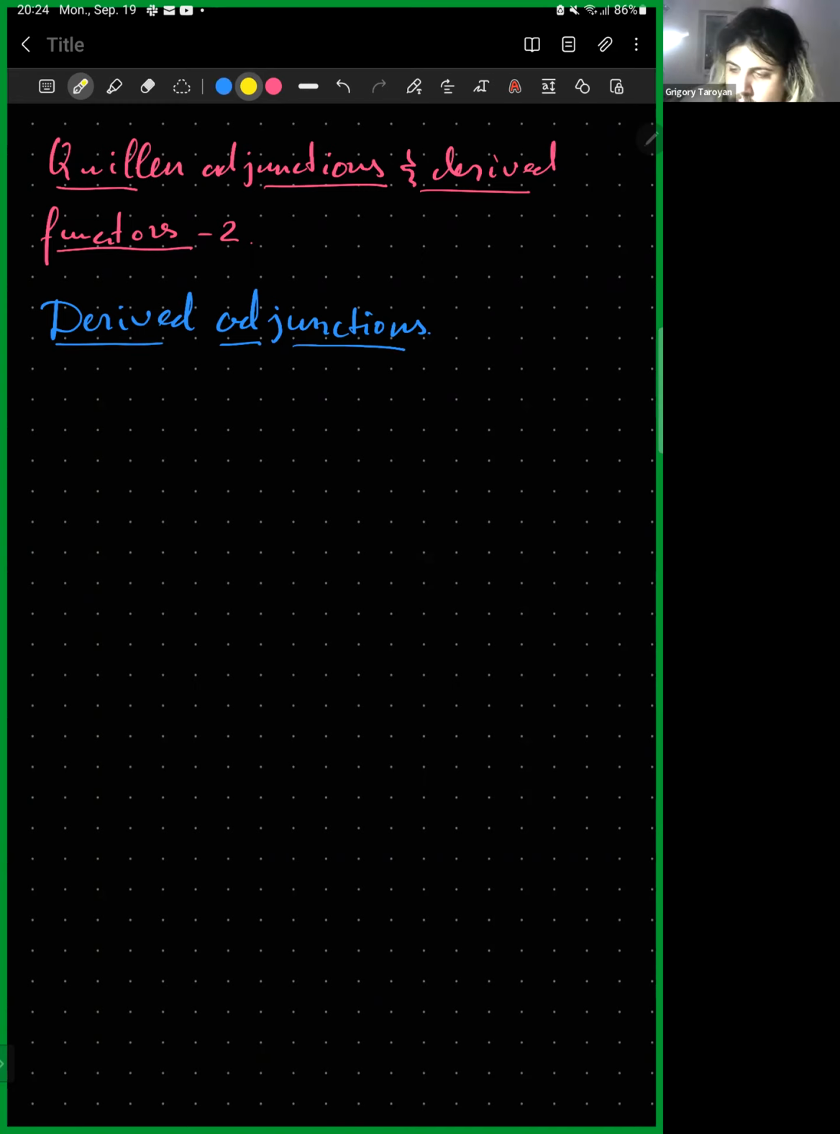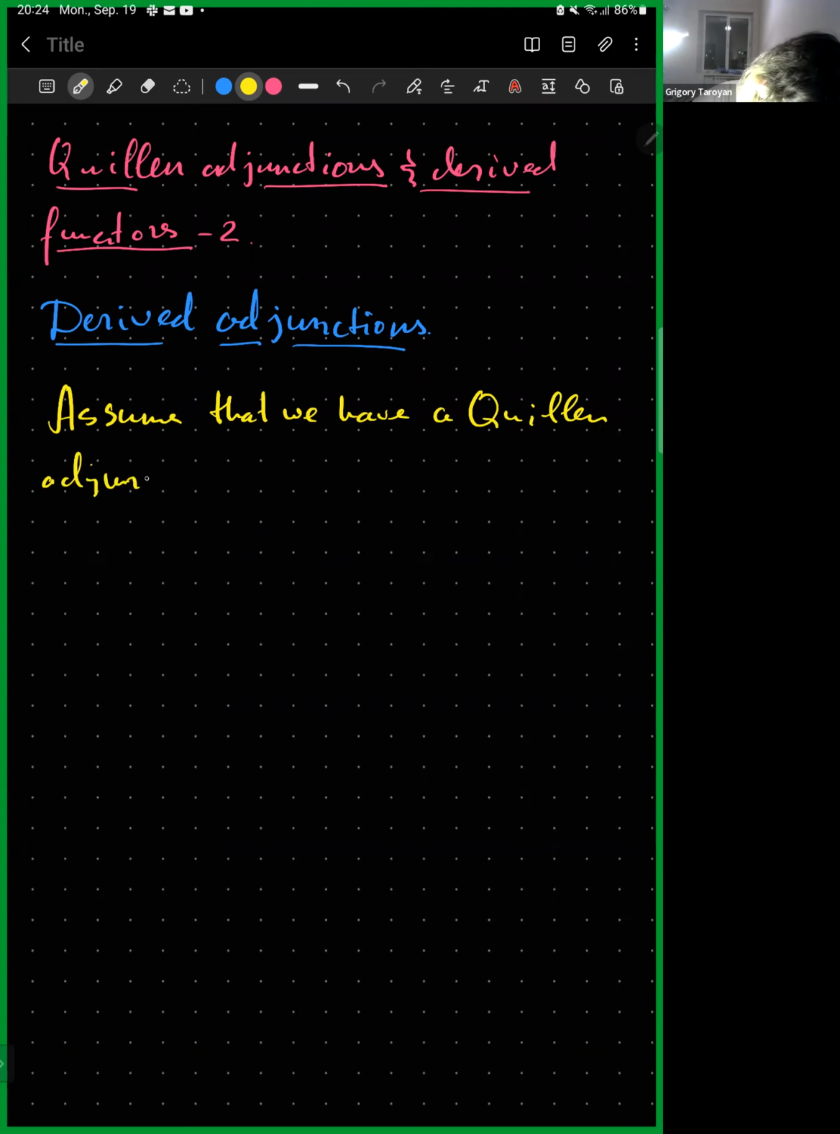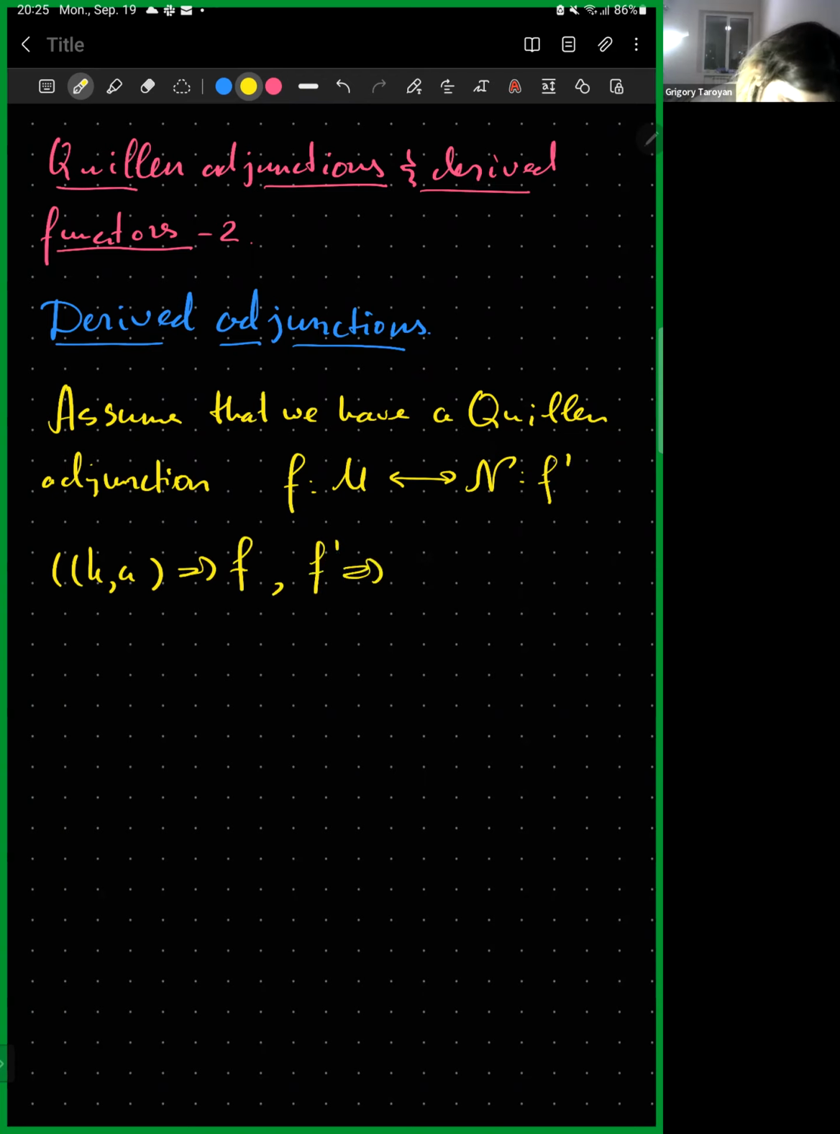Okay, so first let me briefly sketch what we're trying to do here. As usual, assume that we have a Quillen adjunction between two model categories. We usually denote it like this. And assume that we have a pair of approximations for this adjunction. So we have one approximation from the left, K, and one approximation from the right, K prime.